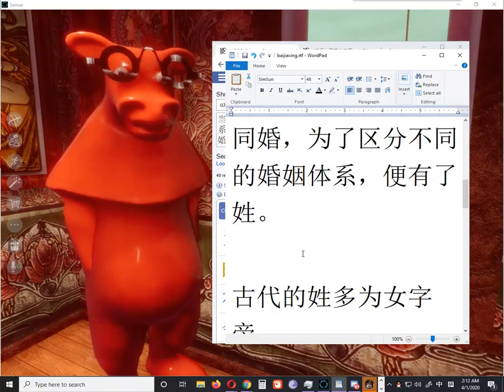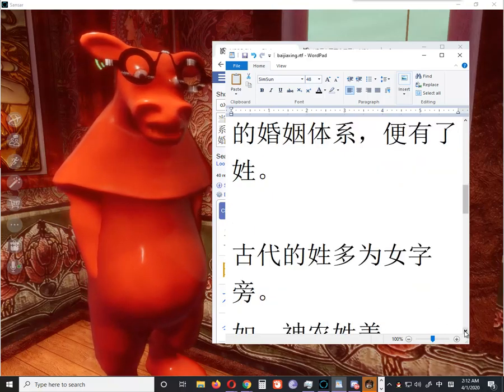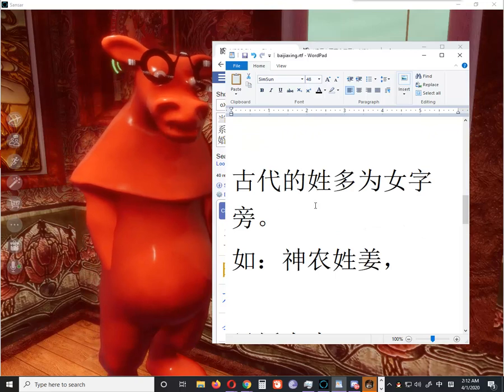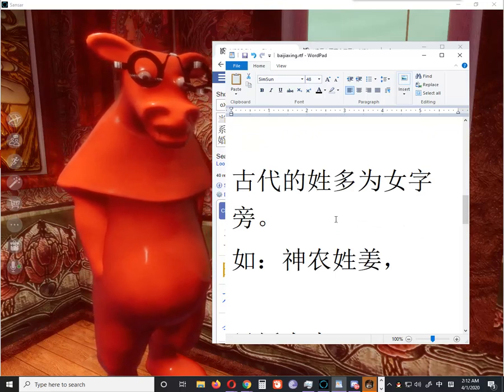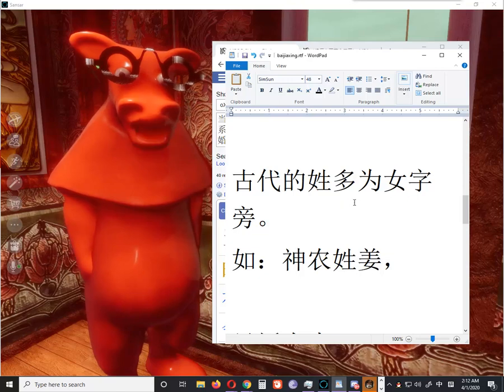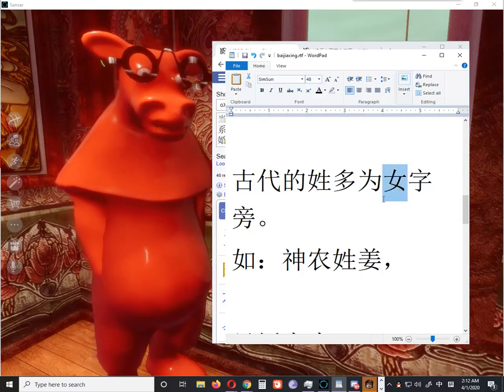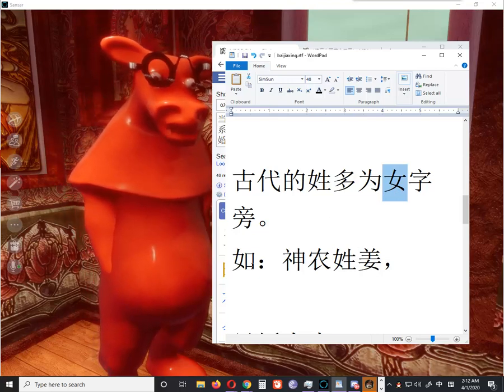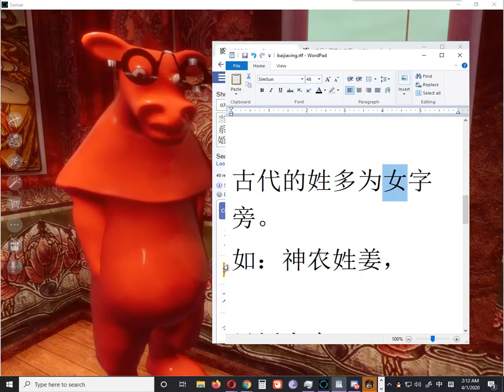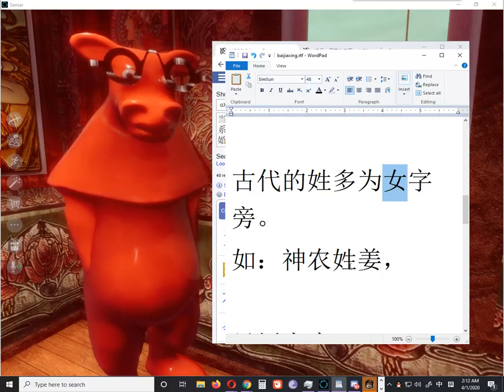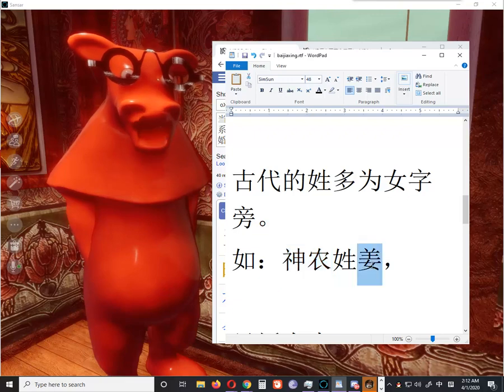Okay. And the next thing we talked about is that in ancient times, many of the characters for a name have the nu zapang, which means that the nu radical appears at the beginning. For example, Shennong, Xing, Jiang. Okay, so the family name of Shennong was Ginger, Jiang.